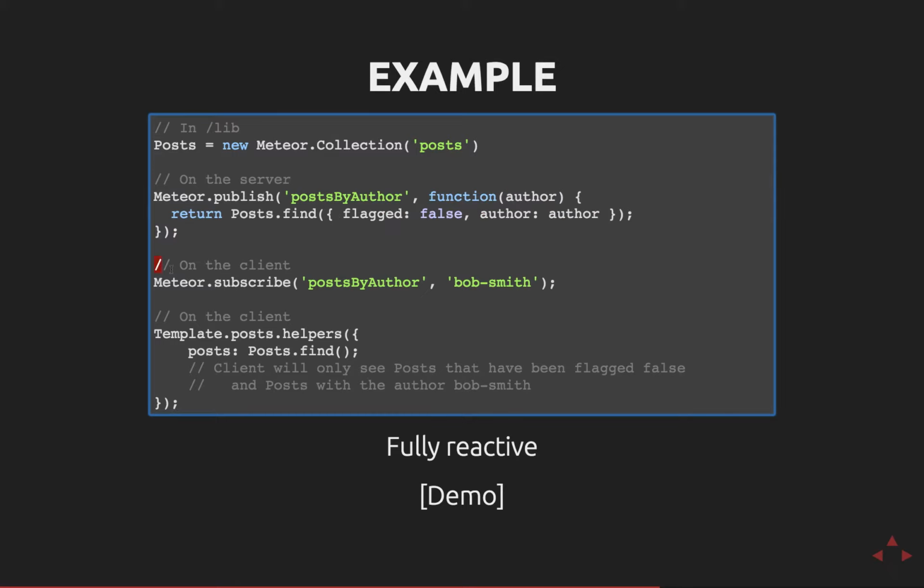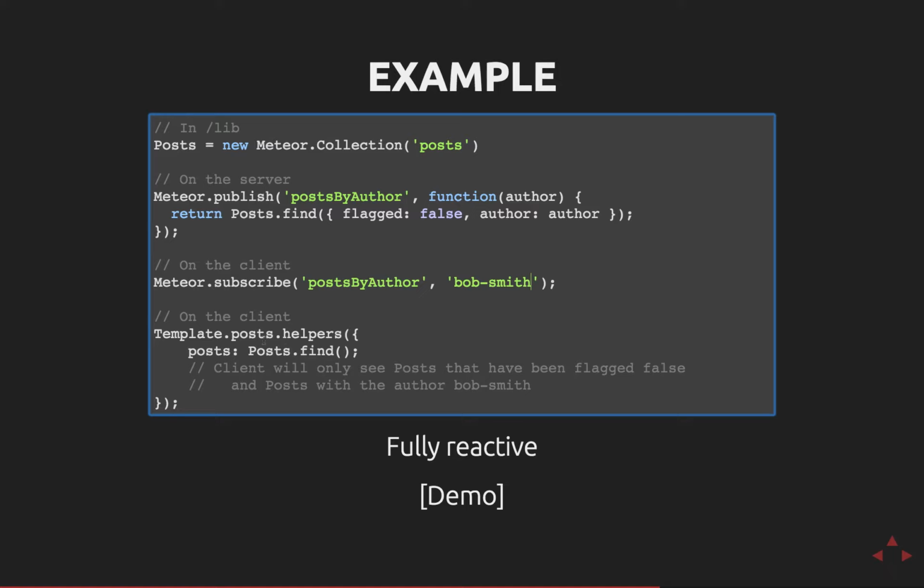And on the client, you're calling Meteor.subscribe. So I'm subscribing to this publication, and the argument that I'm passing in is Bob Smith. So this is going to give you any posts by Bob Smith that are also flagged false. And I will just get a constant stream of them in my client's mini Mongo. So my mini Mongo database on the client will be kept in sync with whatever's in the database.